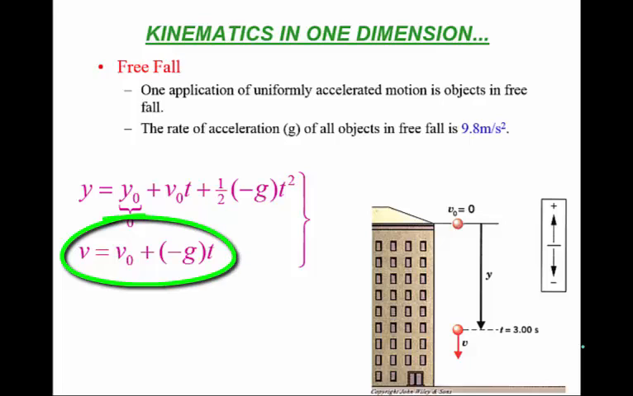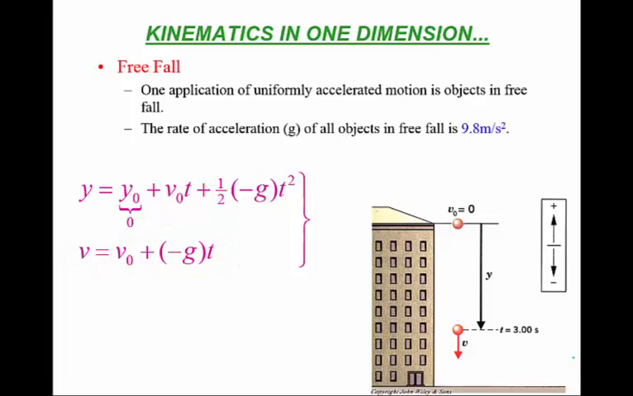The velocity equation is given by v equals v0 plus negative g t. The only adjustment here is done in the acceleration. Instead of a, it's now negative g.